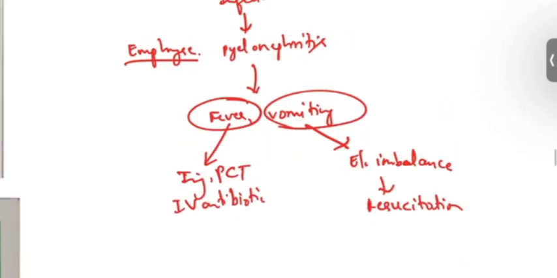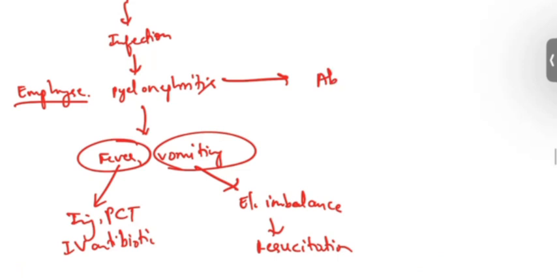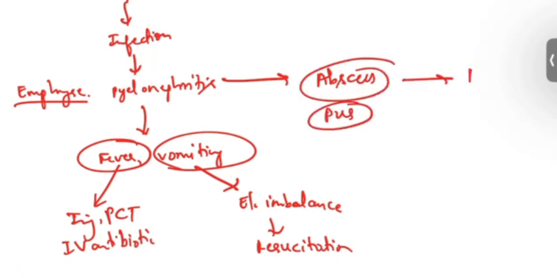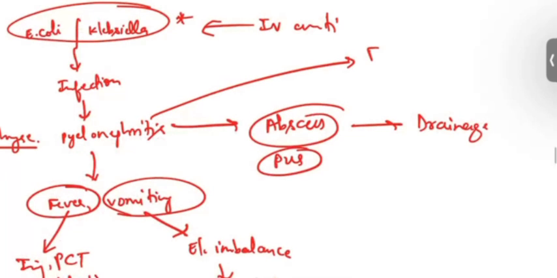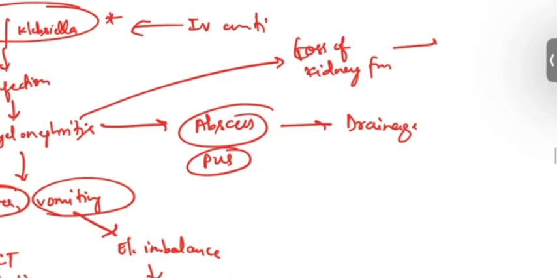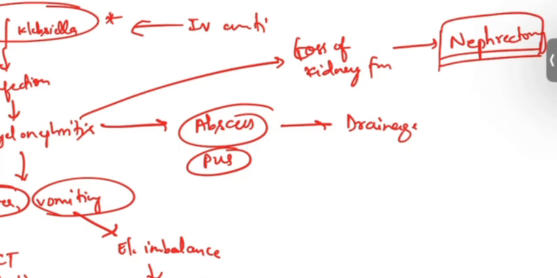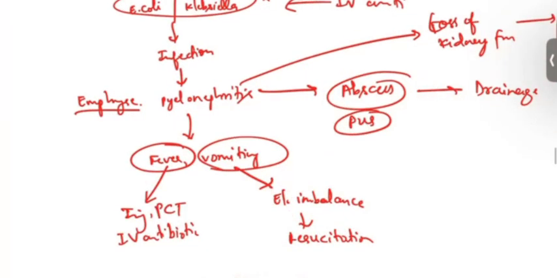If this pyelonephritis has caused an abscess or pus, then we will have to treat this by draining the pus. If this pyelonephritis causes a long-term sequelae like renal failure or loss of function of the kidney, then we will have to remove that part in order to save the remaining part of the kidney. So we will do a nephrectomy. So this is the entire outline of any kidney infection per se.